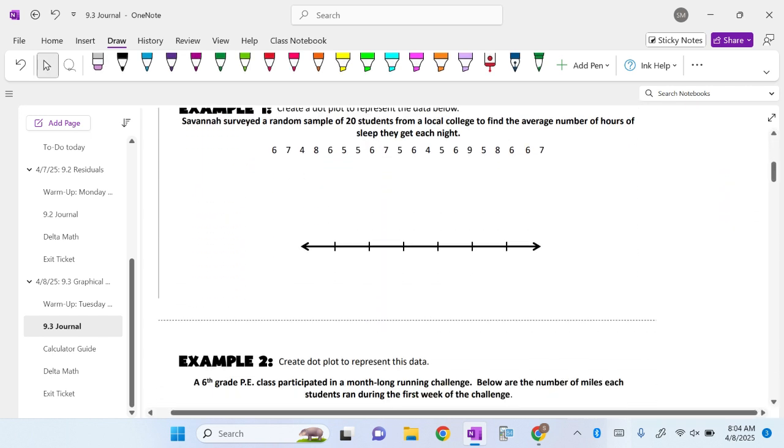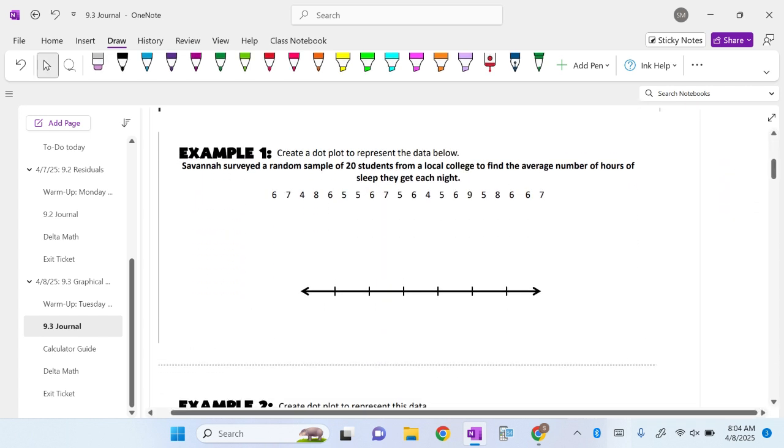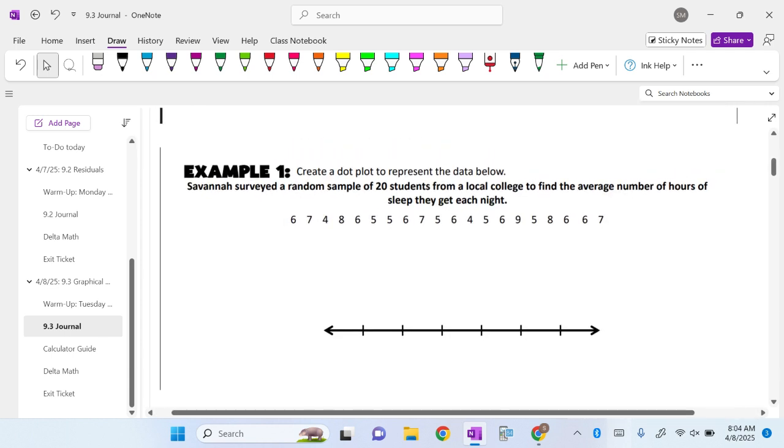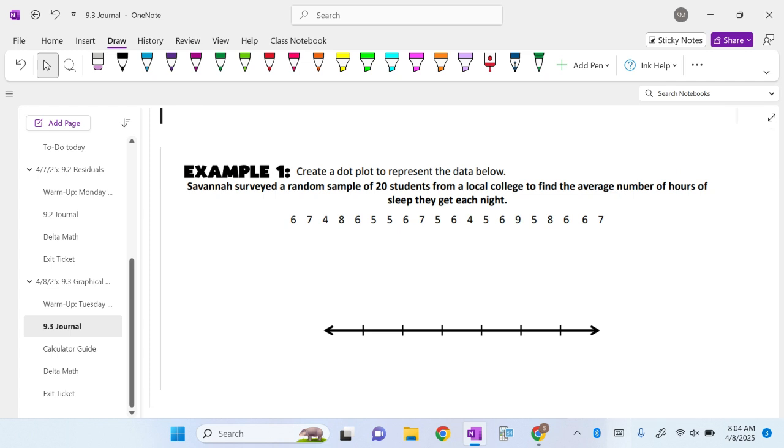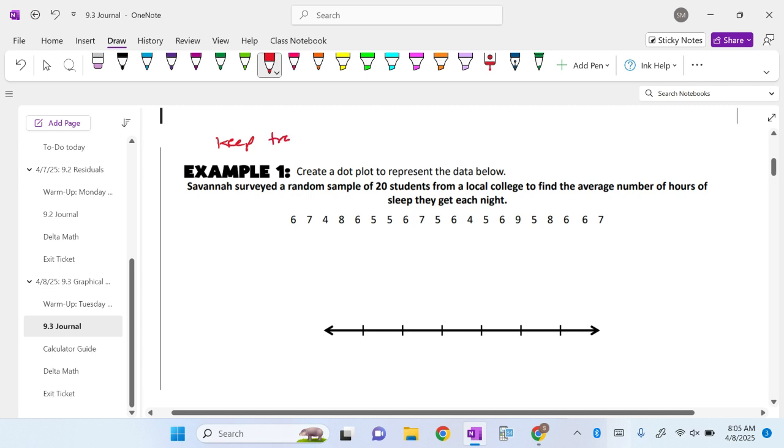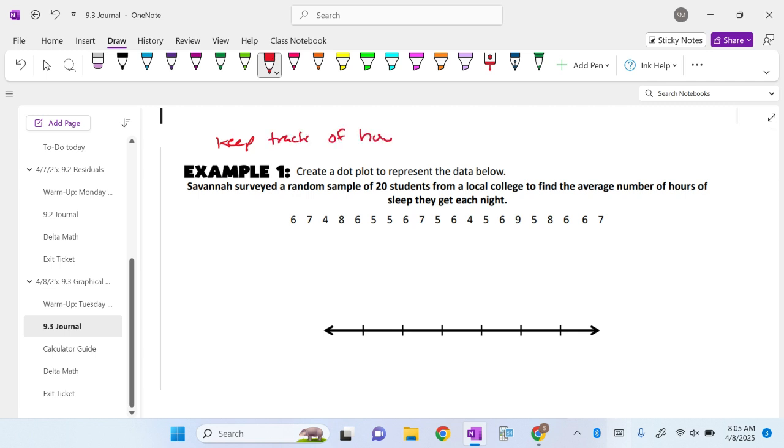All right, so open up the first flap to dot plots. Now, to me, a dot plot is almost like a bar graph. It's kind of a mix of a tally and a bar graph. In other words, it's used to keep track of how many are in each category. All right. So let's just look at making one first.